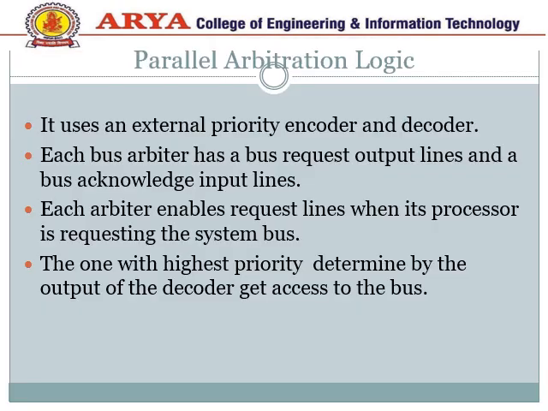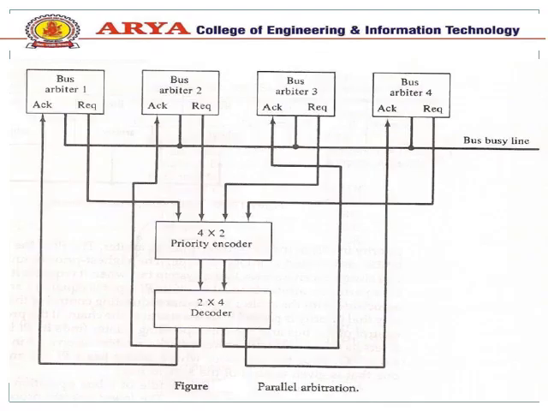Parallel arbitration logic. It uses an external priority encoder and decoder. Each bus arbiter has a bus request output line and a bus acknowledge input line. Each arbiter enables its request line when its processor is requesting the system bus. Last, the one with the highest priority, determined by the output of the decoder, gets access to the bus. This is the example.